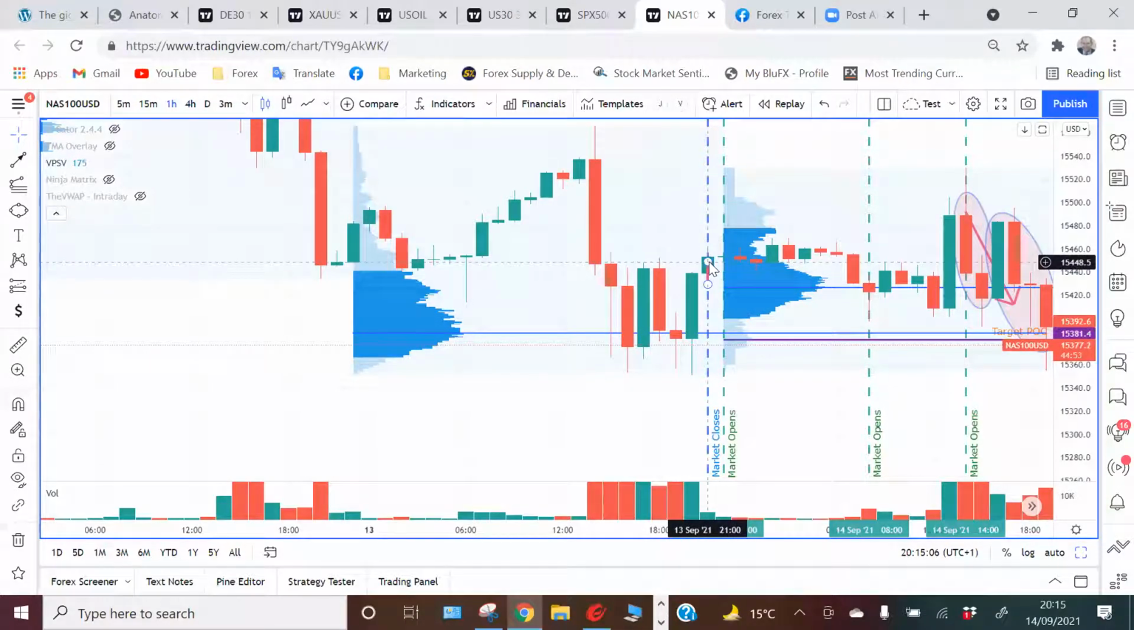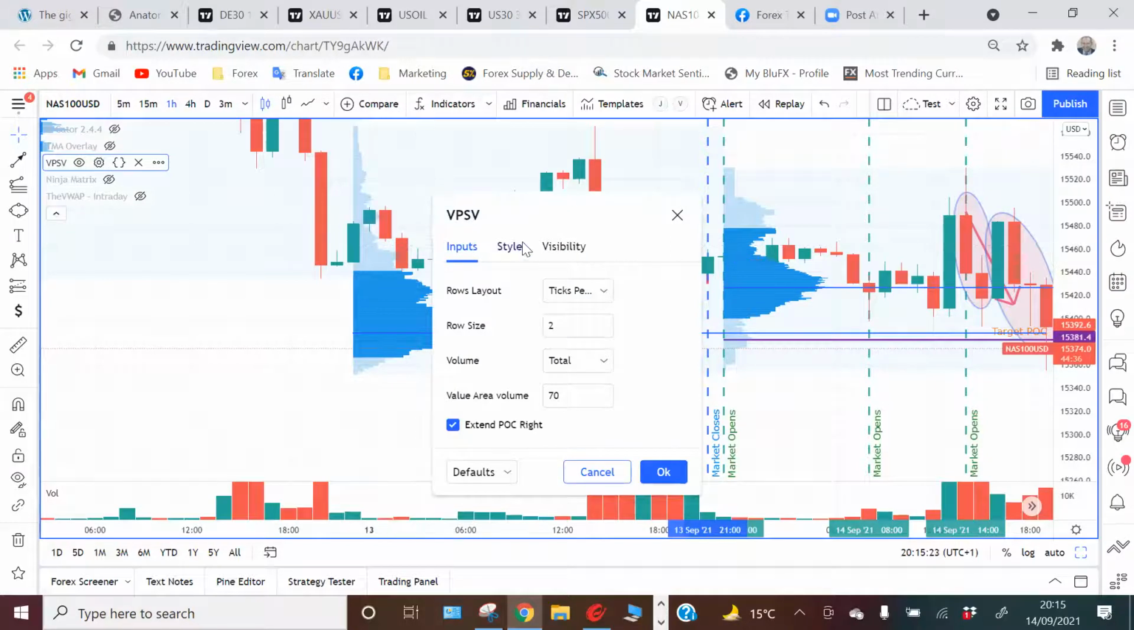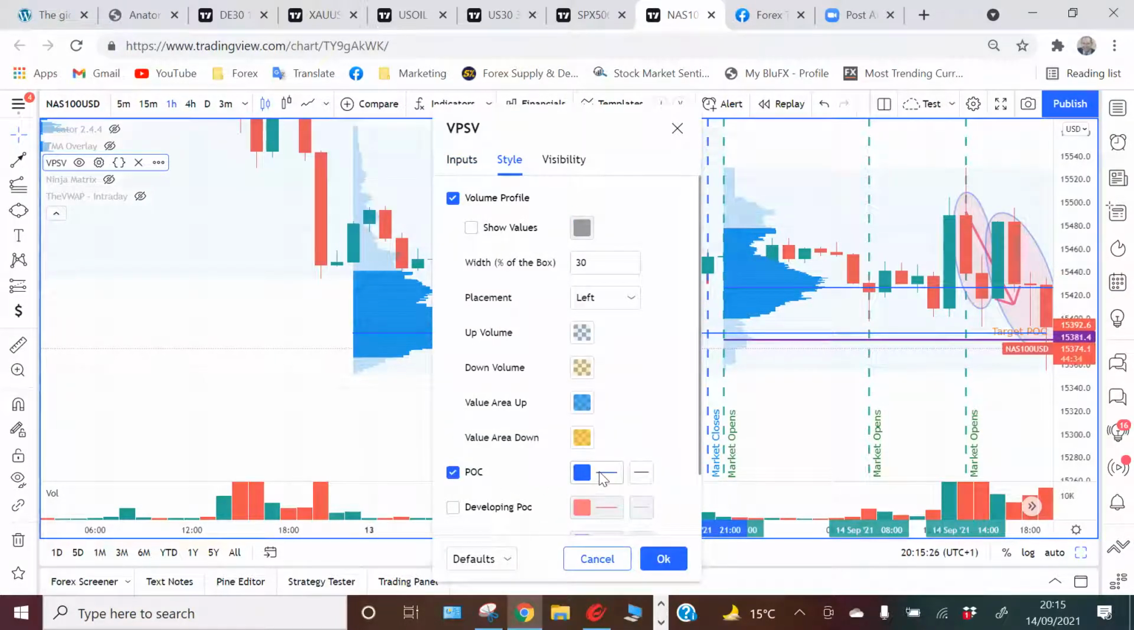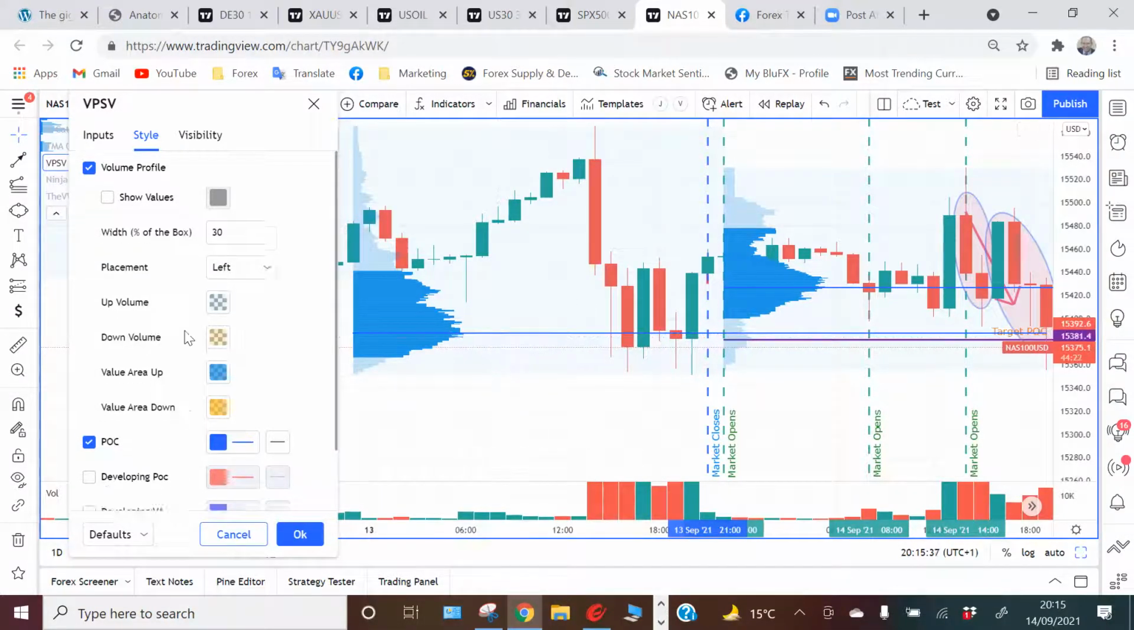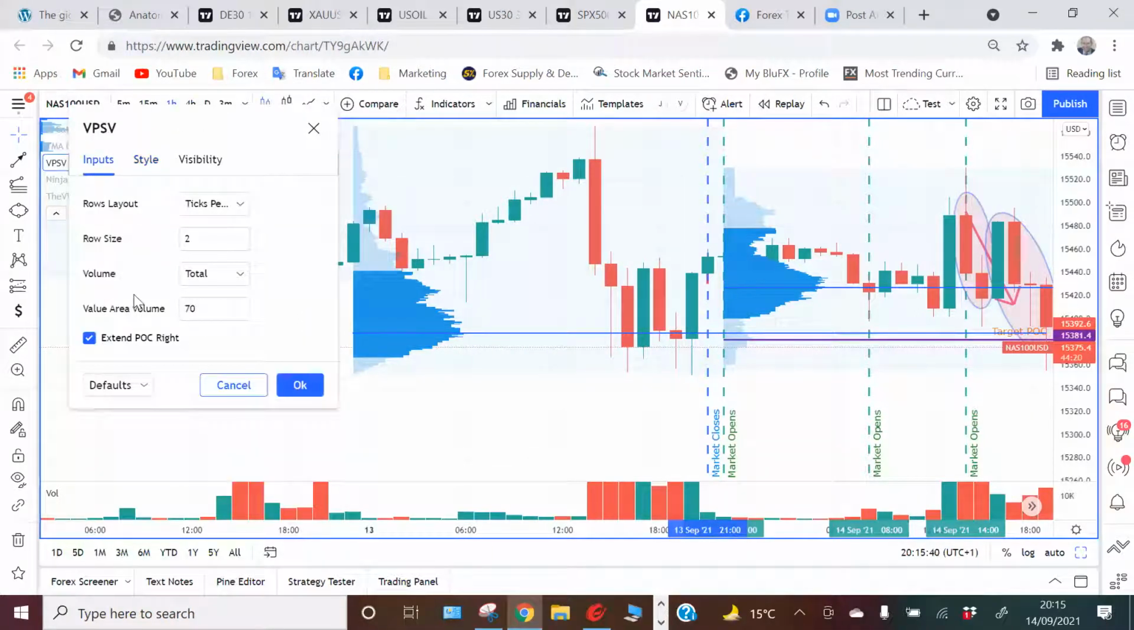What we then do is we look for something called the point of control. Now, what is the point of control? If I go to this here, I click on settings, style, the point of control, you see here, I've made blue. Out of the box, when you get it, it is red. This big long one here is blue, but when you first get it, it's red. And what I've done is I've extended it so it goes beyond into the following day.